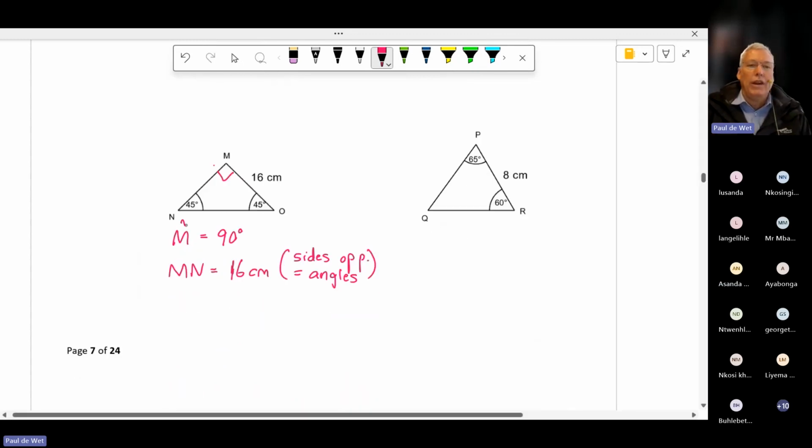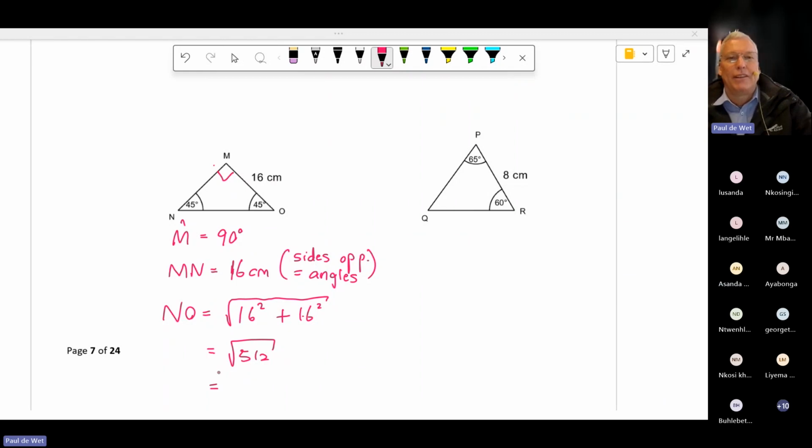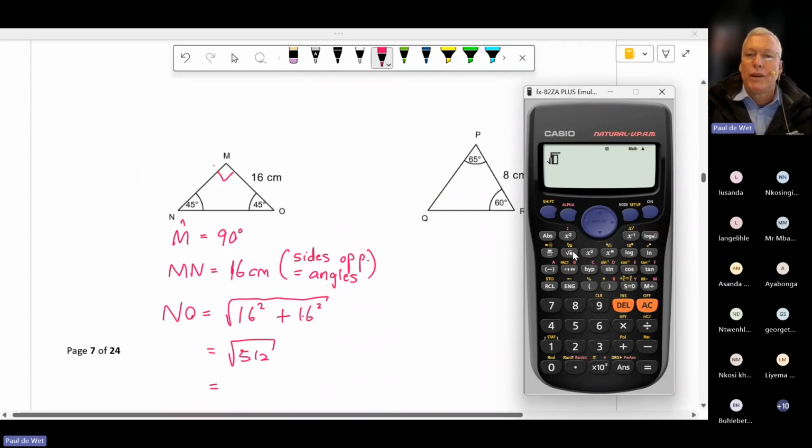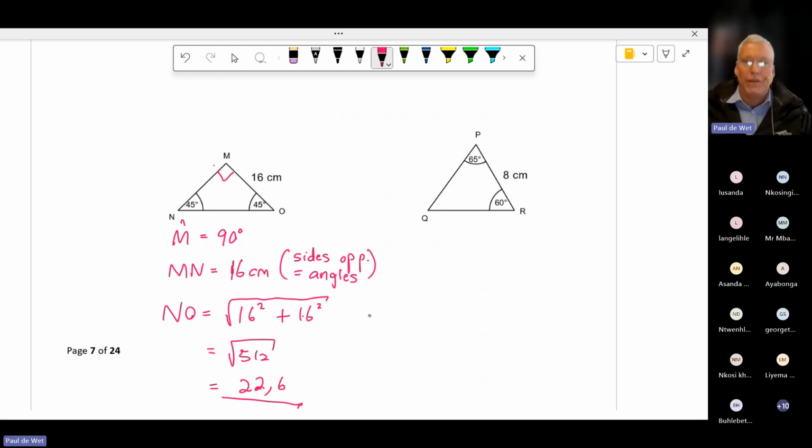And then, could I work out NO? Yes, I could work out NO using Pythagoras. I would square 16, I would square 16, I would add them together and I would square root them. And I get the square root of 512. Guys, it's going to be about 23, maybe. Let's just see. I'm guessing. Square root of 512 is about 23. It's 22,6. Not too bad. Guys, the reason my mental arithmetic is good is that I try and use my brain rather than using a calculator.